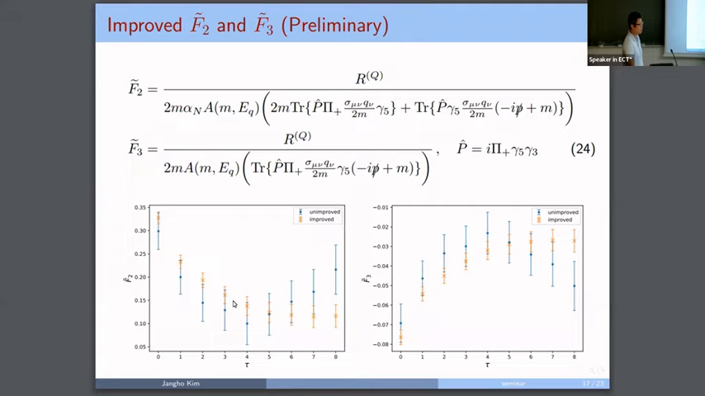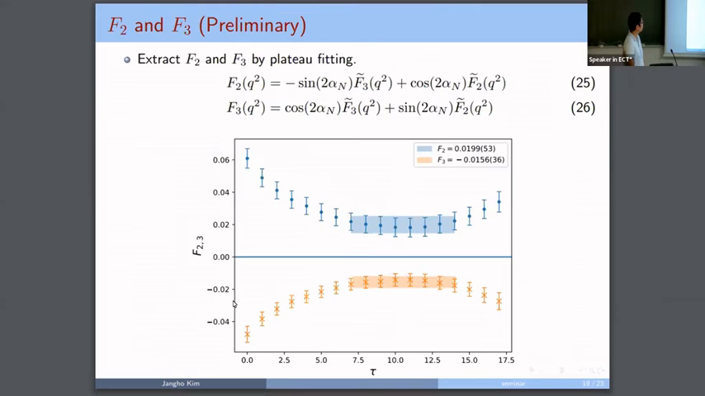Yeah, of course. Do you have a plot for the moment transfer? Several, yes, sure. So first, we just compute F2 and F3 by this, and from this plot, I extract the value by the plot fitting in this range, for example, for every momenta and every channel.